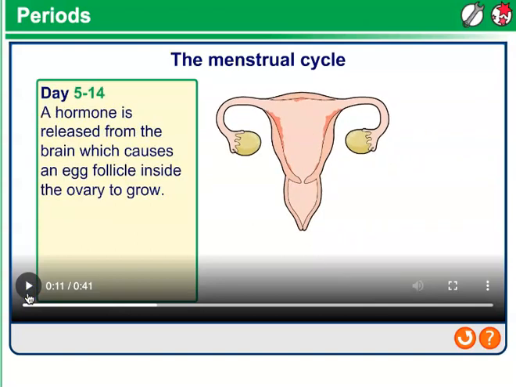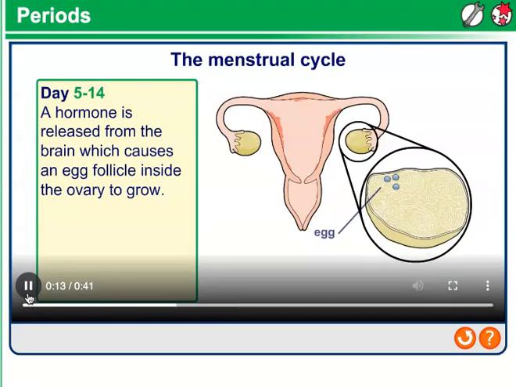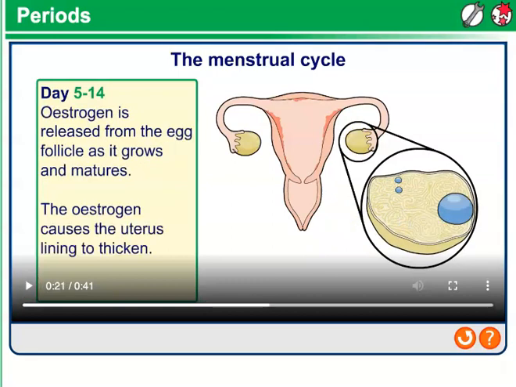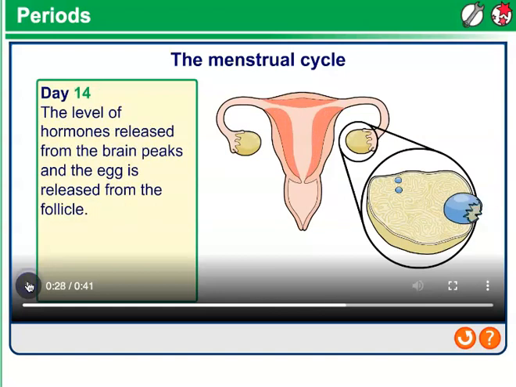Day 5 to 14, a hormone is released from the brain which causes the egg follicle inside the ovary to grow. The hormone estrogen is released from the egg follicle as it grows and matures. The estrogen causes the uterus lining to thicken. Around day 14, the level of hormones released from the brain peaks, and the egg is released from the follicle.